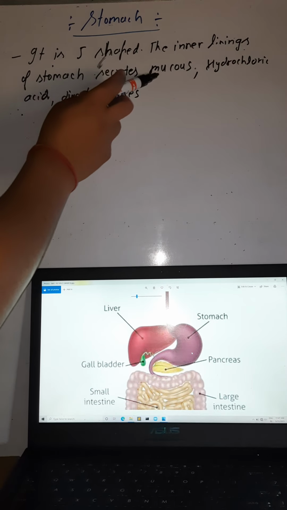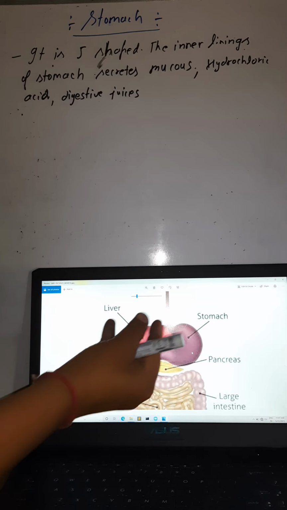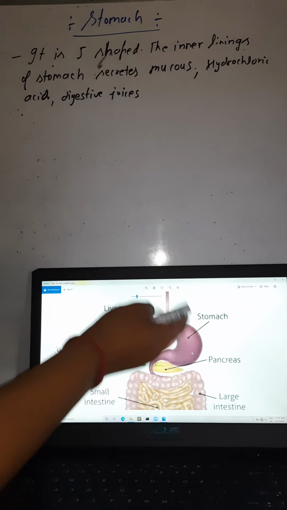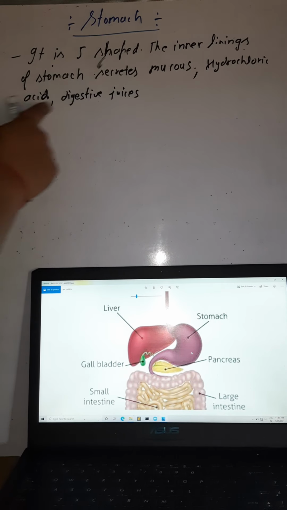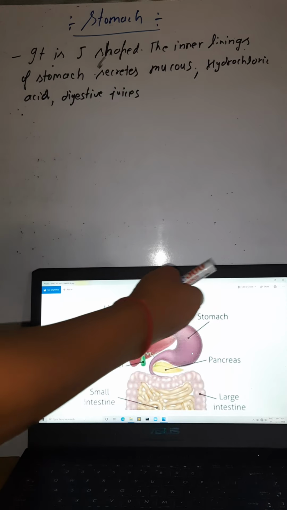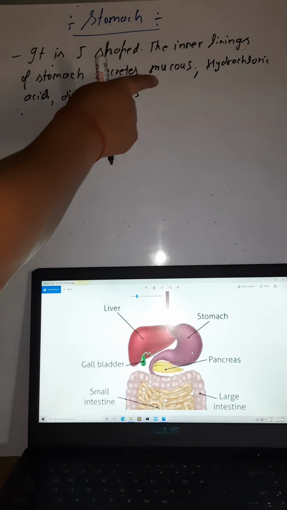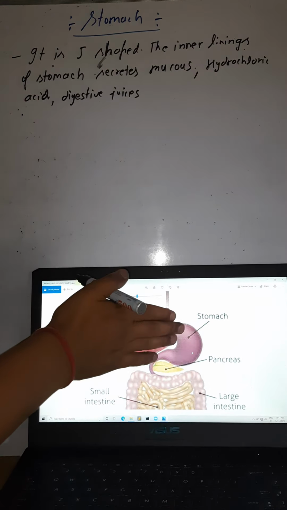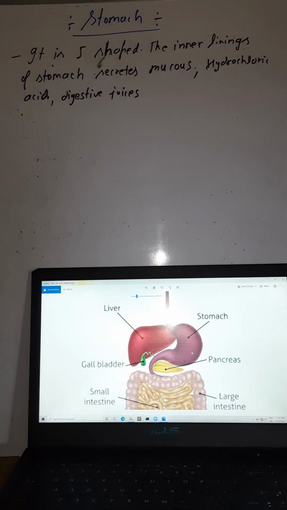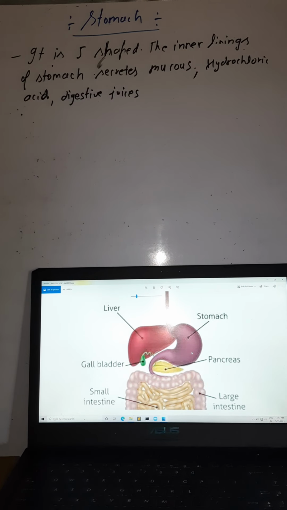And if I talk about why does it secrete the mucus, it secretes the mucus to protect the stomach from the acid, because the acid that is being secreted by the stomach, that is hydrochloric acid, is very harmful. Okay, it can damage the whole organ. So this whole organ is safe due to this mucus. It saves the inner lining of the stomach from the harmful hydrochloric acid. So you can write the mucus protects the inner lining of the stomach.